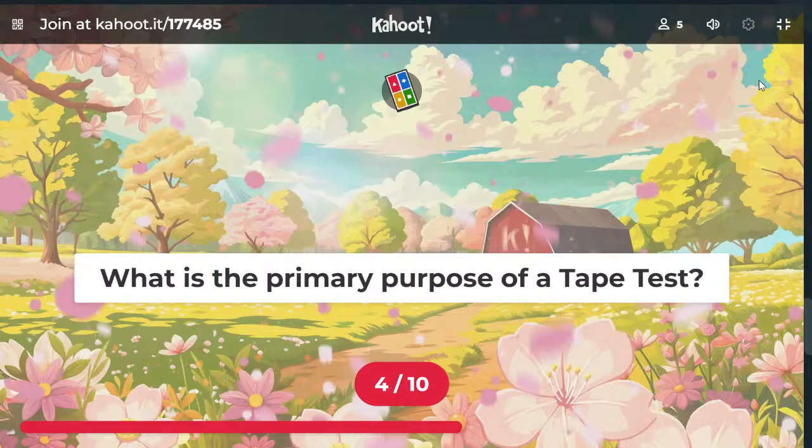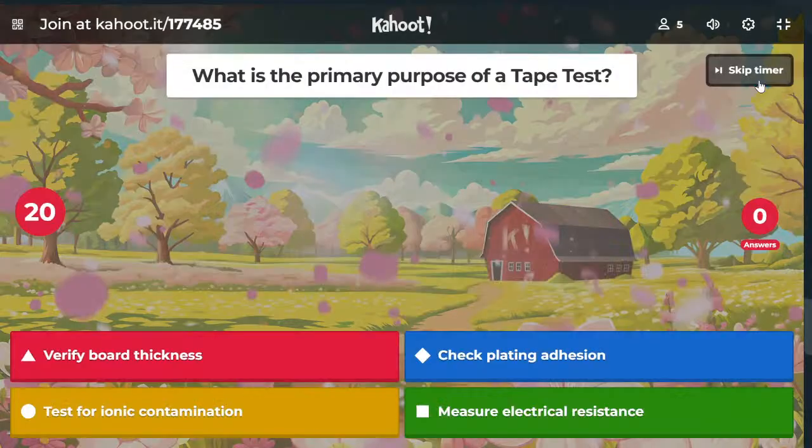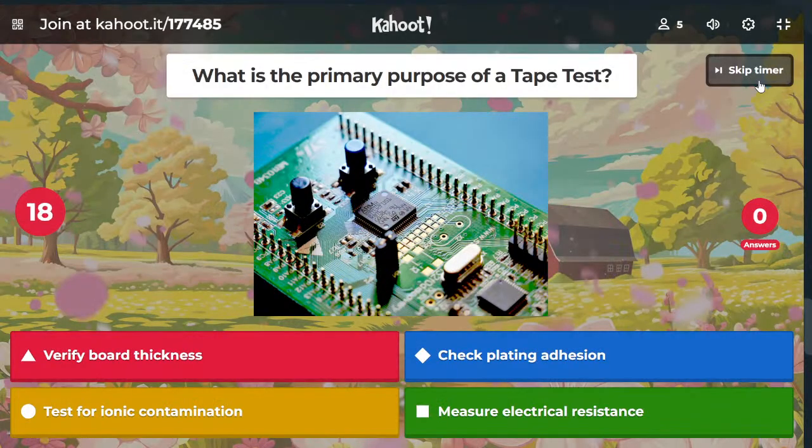Next question on your screen. What is the primary purpose of tape test? What is the primary purpose of tape test? Option A, verify gold fingers. B, check plating adhesion. C, test for ionic contamination. D, measure electrical resistance. What is the primary purpose of tape test? And your time is out.